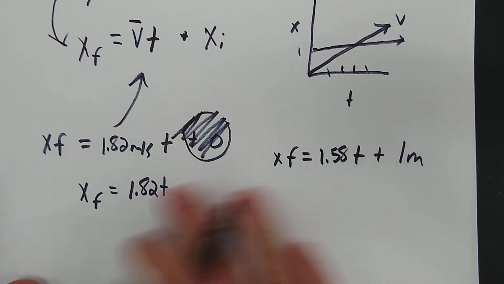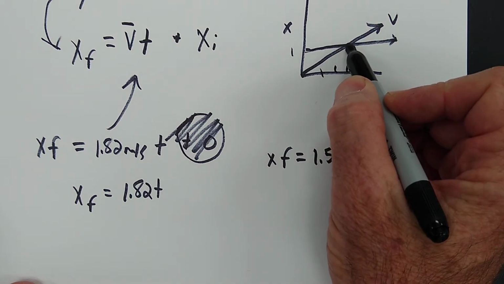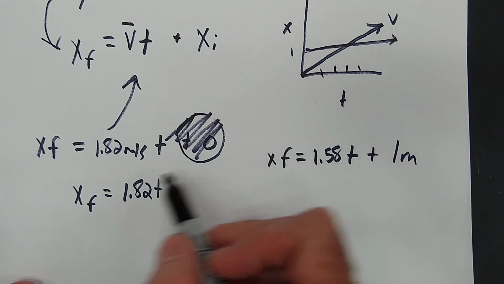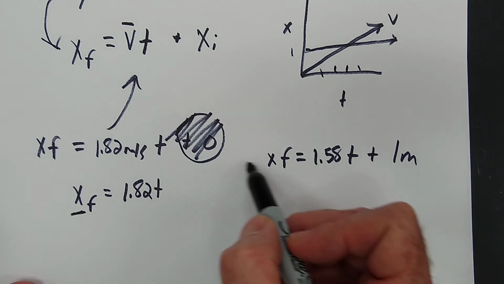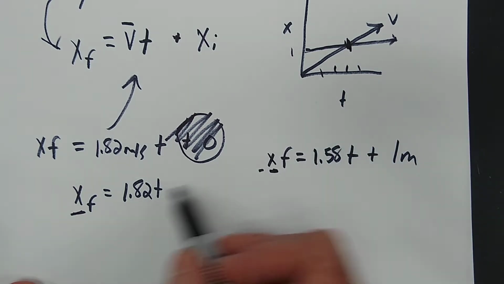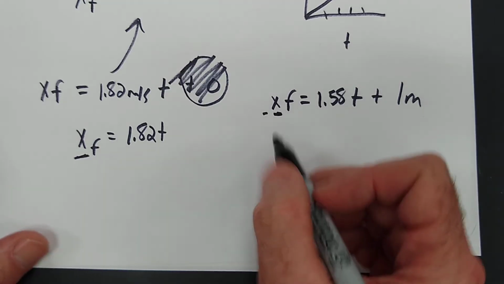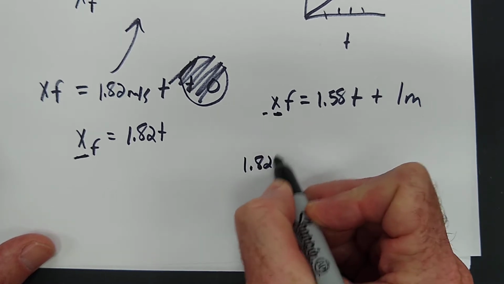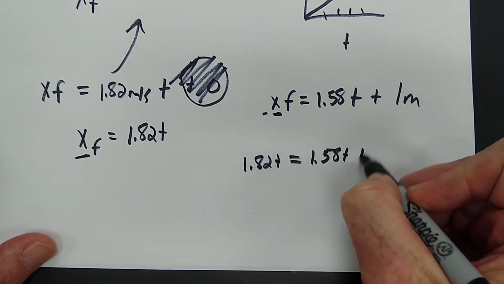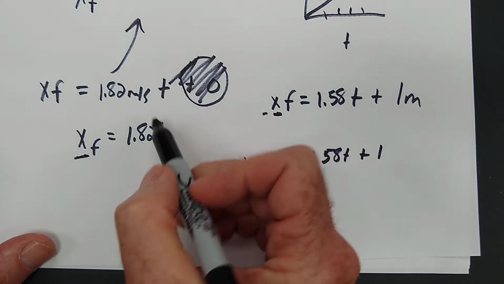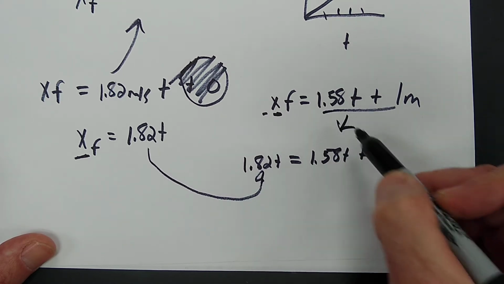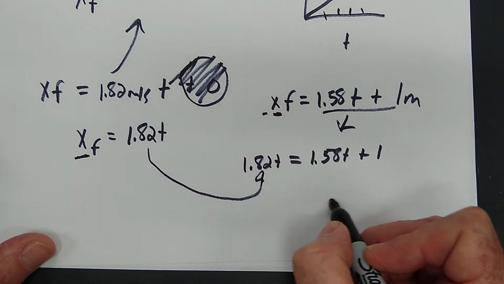All right, now how could we figure out where these lines cross? This is where the cars pass each other. We can take these two formulas. See how they're both equal to xf? This is the xf point right here. So let's just set these two equal to each other. What do you mean, Mr. Perkins? I'll show you. 1.82t equals 1.58t plus 1. I take this formula and put it right there, put that formula right there. Let's solve this using Algebra 1.